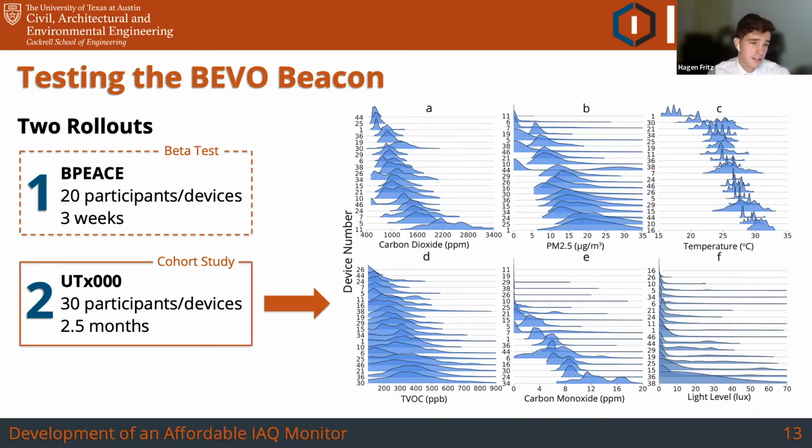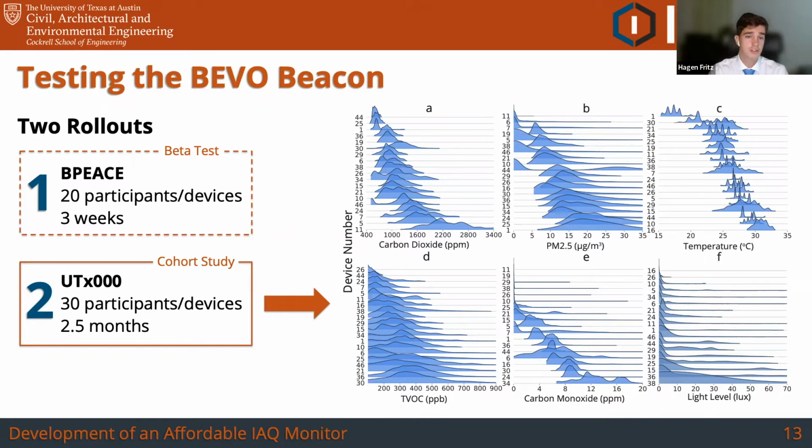So we had a beta test with about 20 or so participants over 3 weeks in, I believe, February of 2020. That allowed us to debug the devices a little bit and figure out what we needed to change for the big study, the cohort study we call the UTX-1000 study, that we conducted the summer of 2020. That was with 30 participants over 11 weeks during the summer. And you can see those measurements there.